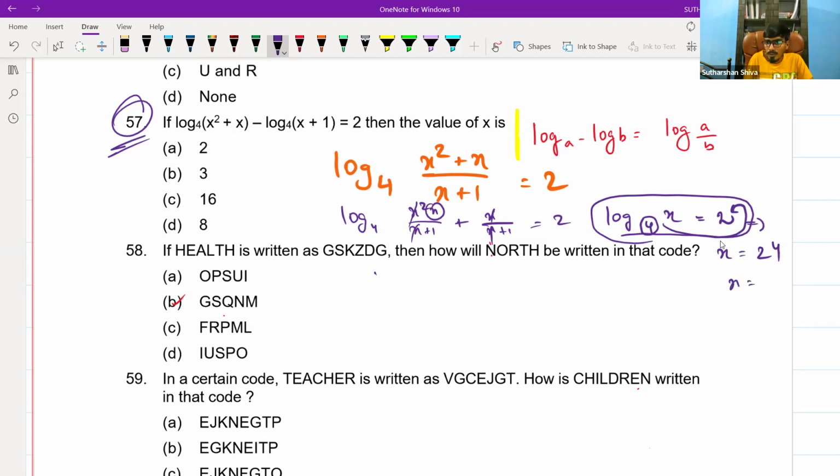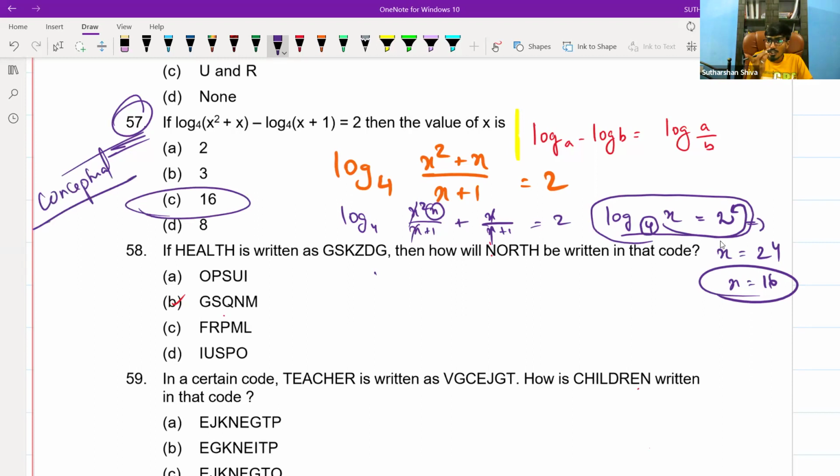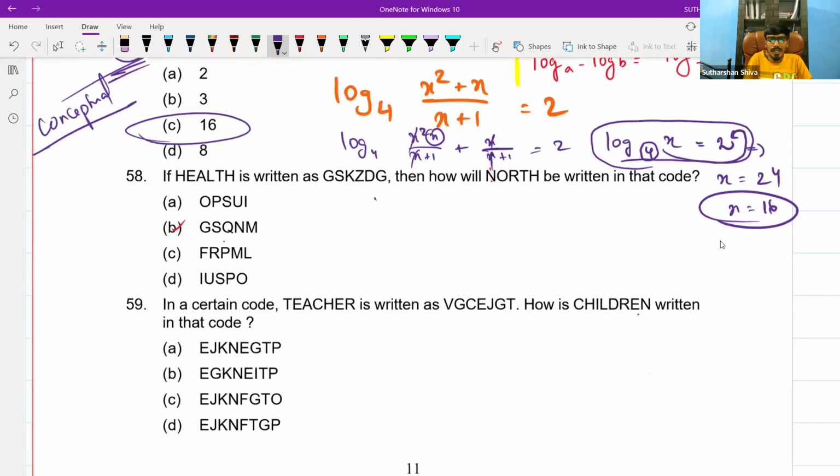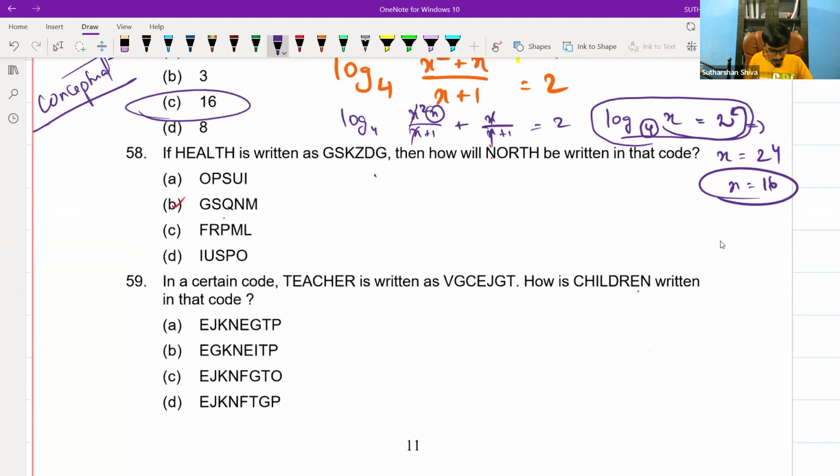So x will become 2 power 4, which is nothing but 16. So option C. This is a conceptual question, from exponential logarithm to exponential problem. Without knowing that concept, we could not understand this problem. 58 is easy. We will quickly do it.